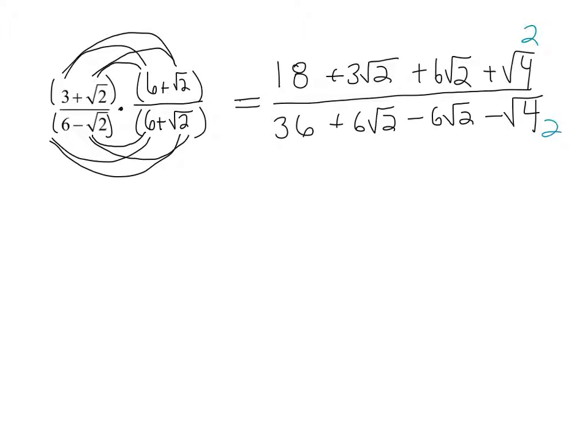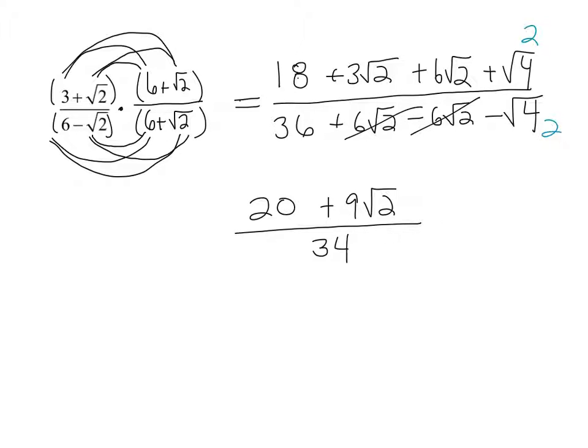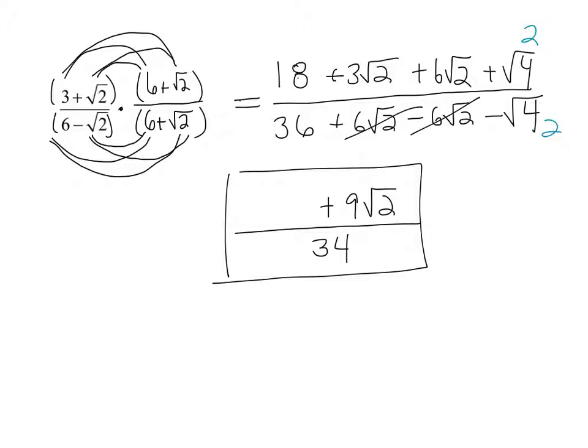So when I do my combining, I have 18 plus 2 on the top, which is 20. And then I have 3 radical 2 and 6 radical 2, which is 9 radical 2. And on the bottom, these cancel. So I have 36 minus 2, which is 34. And I can stop there because if you look at this, there is no number that would go into 20 and 34. So you can't simplify it. This would just be as far as you could go.